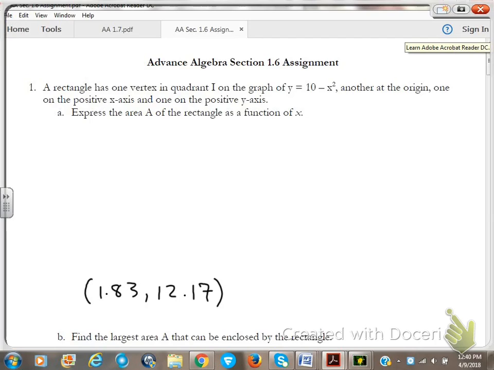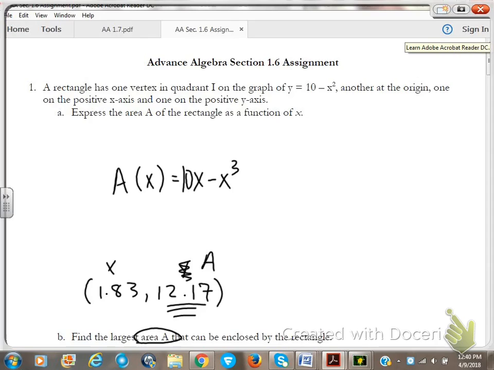We talked last week that an ordered pair is always x, y, but our equation does not have a y in it, so what's secretly in the y spot is that A. Okay, so this is x, A, and if they're asking us for the largest area, that means that they want this second value here, so the largest area possible is 12.17 units squared. So that's your answer for part B.